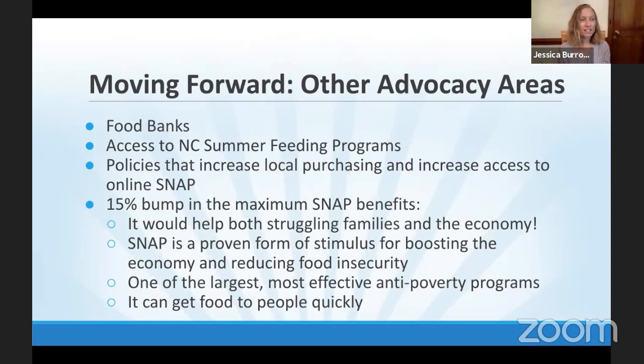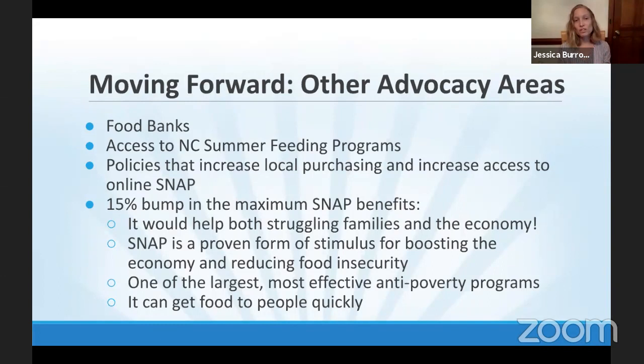Now the Families First coronavirus response bill allowed states to issue a temporary emergency increase in monthly SNAP benefits to the maximum amount allowed for the specific household size of the SNAP recipients. So that's if a household was not already at the maximum. But the nearly 40% of SNAP households that were already getting the maximum benefit, including 5 million children, did not receive any boost from the Families First bill.